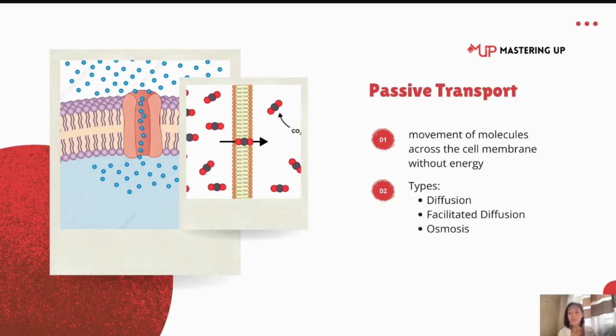Passive transport is when substances move across the cell membrane without the need for energy, or ATP. It is driven by the concentration gradient, which is the difference in the concentration of a substance inside and outside the cell. Because passive transport doesn't require energy, it's a natural process that occurs automatically, and there are three main types of passive transport: diffusion, facilitated diffusion, and osmosis. Let's look at each type of passive transport in more detail.